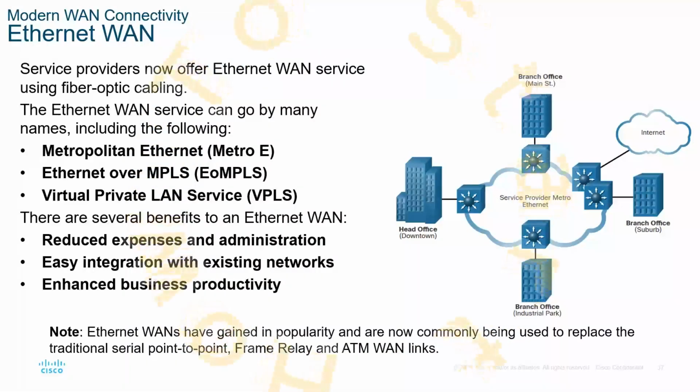So we talked about our Ethernet WANs, Metro Ethernet, MPLS, but we also have things like VPLS, or virtual private LAN services. All of these provide different forms of connectivity, and the benefits are reduced expense and administration, easy integration to existing networks because it's all Ethernet based, and enhanced business productivity. It's cheaper, essentially.